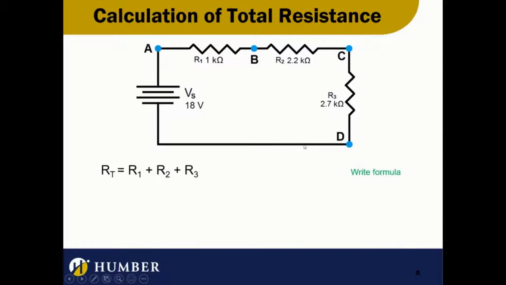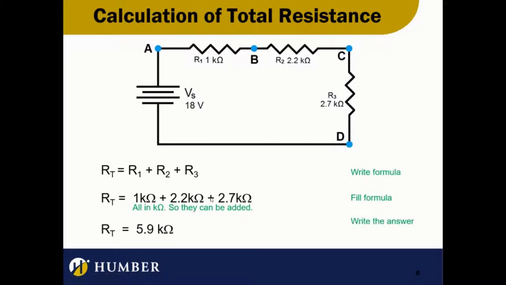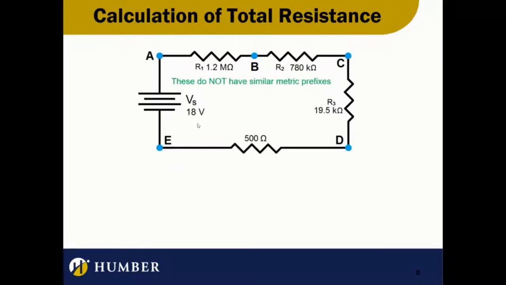So we're going to write the formula down. The second thing you do is fill in the formula. Okay, there you go. Now they're all in kilo ohms, so they all can be added in kilo ohms. And then write the answer, and there's the answer. Three steps, 1, 2, 3. Okay, good. Nice and simple.